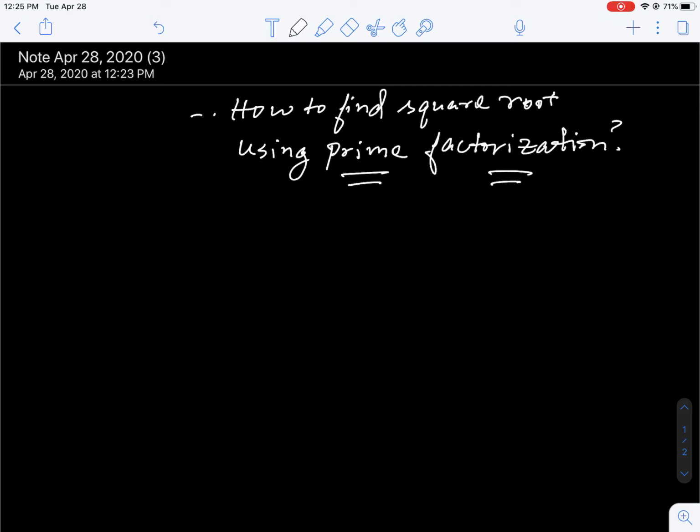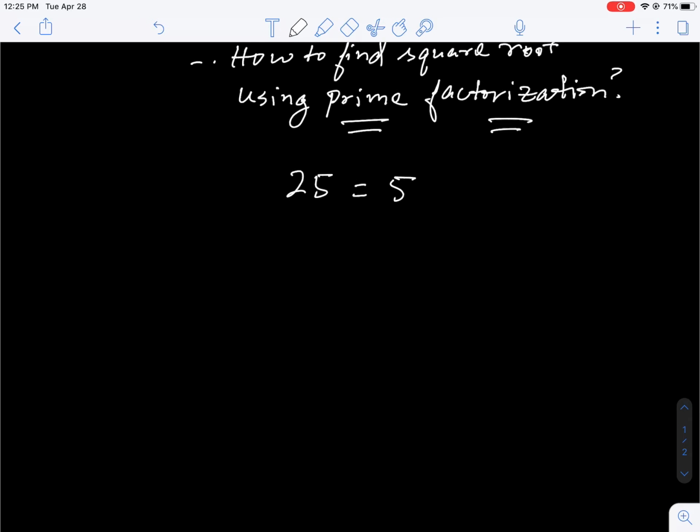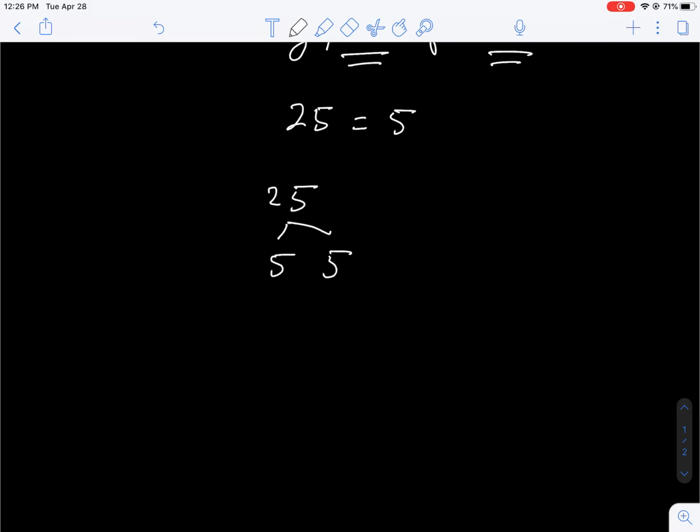So there are some really easy numbers. If I say what is the square root of 25, you can easily say it is 5, right? But if you want to use prime factorization to find the square root of 25, let's do that. So I'm going to use prime factorization. I'll say 5 times 5 is 25. 25 divided by 5 is 5.